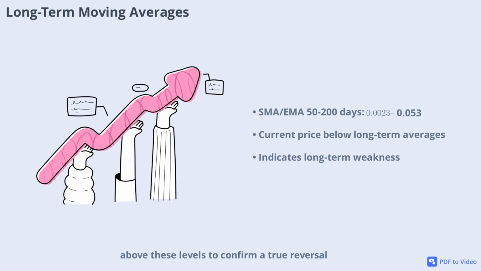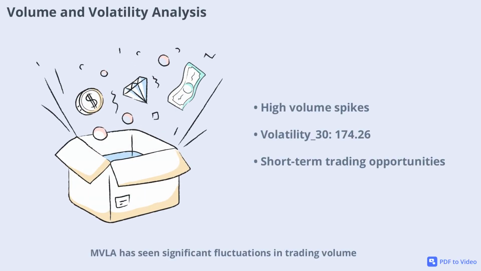MVLA has seen significant fluctuations in trading volume, with some days showing sharp spikes. The volume ratio over 20 days is 8.7, and relative volume stands at 13.35, both indicating periods of unusually high trading activity. Volatility metrics, such as volatility 30 at 174.26 and true volatility at 76.17, confirm that the stock is experiencing large price swings. High volume and volatility can attract short-term traders but also increase risk.